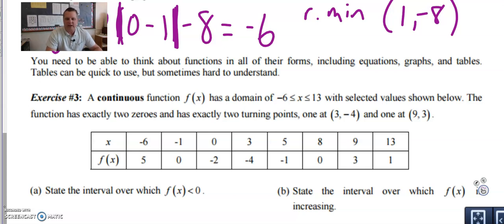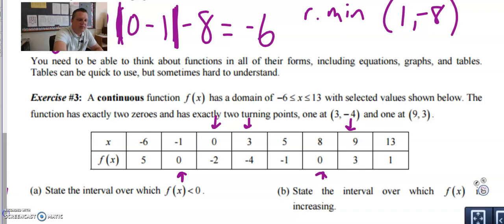Now, they could also give it to you as a table. We have a continuous function in the domain of negative 6 to 13. They're just giving you select points. The function has exactly 2 zeros and 2 turning points: one at 3, negative 4, and one at 9, 3. The zeros are negative 1, 0, and 8, 0. That means that's where it crosses the x-axis. 0, negative 2 is my y-intercept, because the x value is always 0 on the y-intercept.